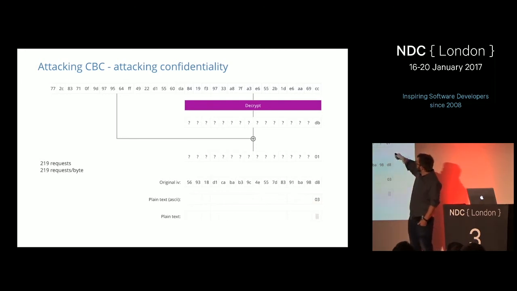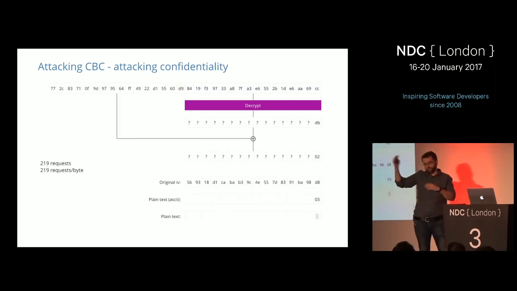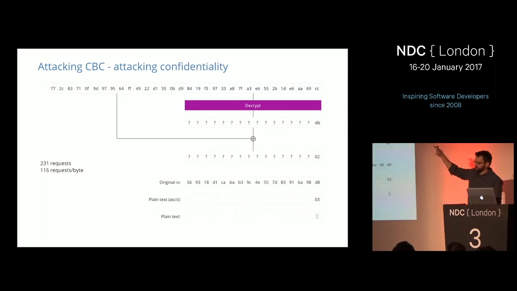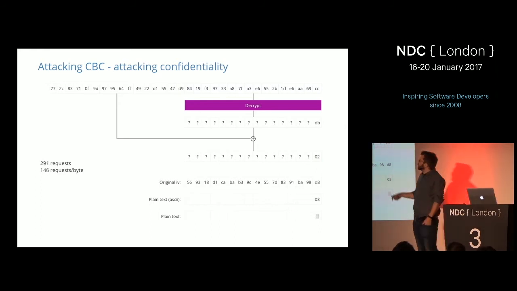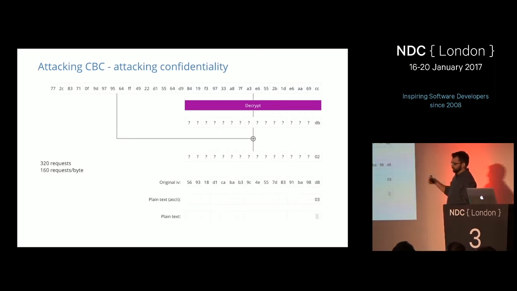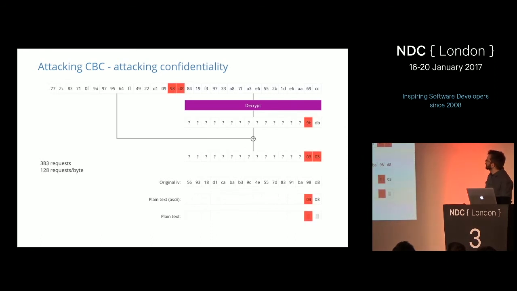To change this one to become a 2, I simply have to take the last byte and XOR it with a 1 and a 2. So we go back to 0, and then we go to 2. And then I can start brute forcing the next one. And this is speeding up now, so it's not going to be as slow as it was for the first one, because it's going to take a bit of time to brute force all of them.